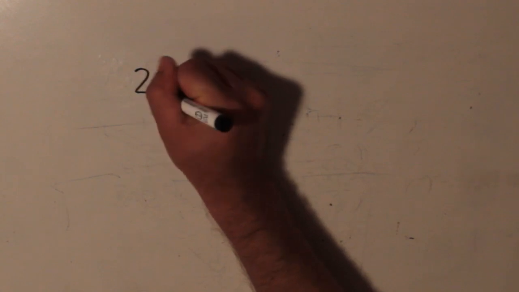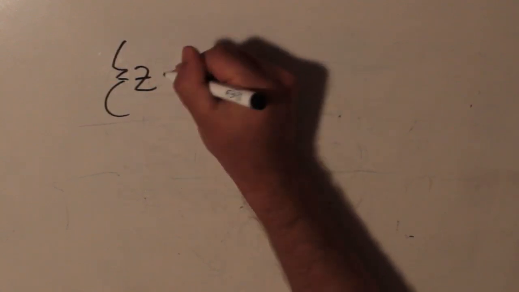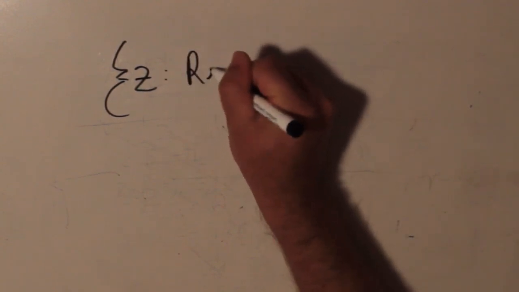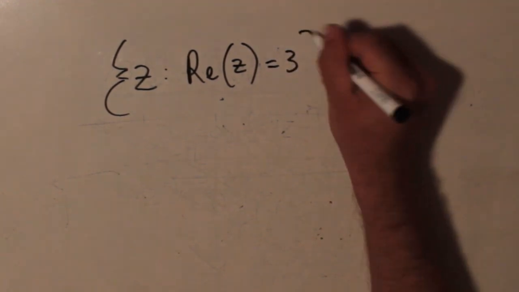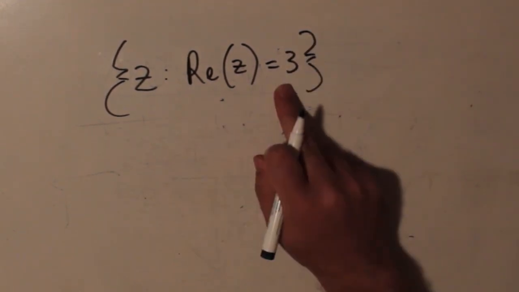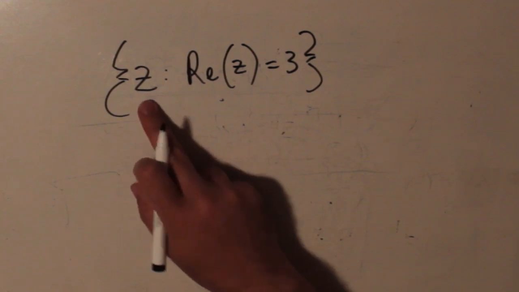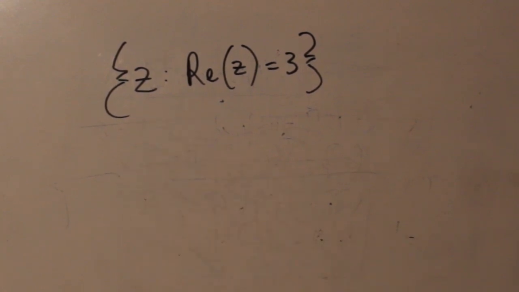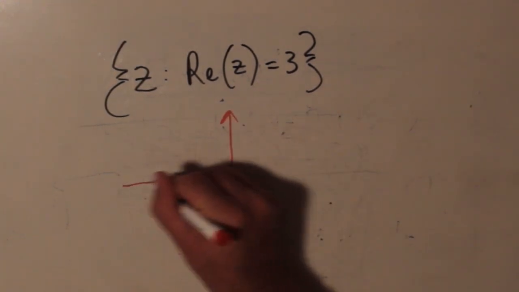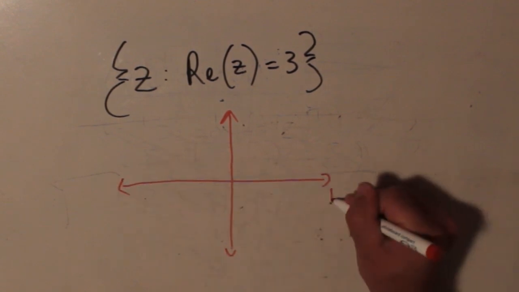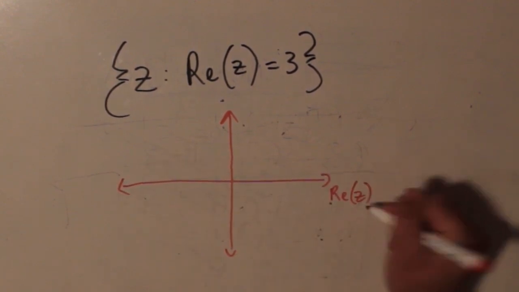All right, let's suppose we're looking for a subset, so the set of numbers Z such that the real part of Z is equal to 3. Okay, that's our set. This is a rule for a set. All these numbers in the set are complex numbers. Let's just see what they might look like if we get the real part equal to 3.